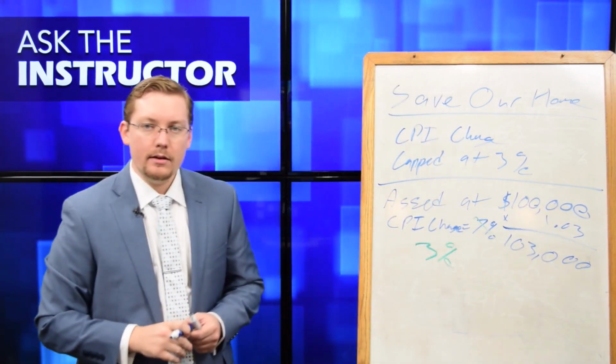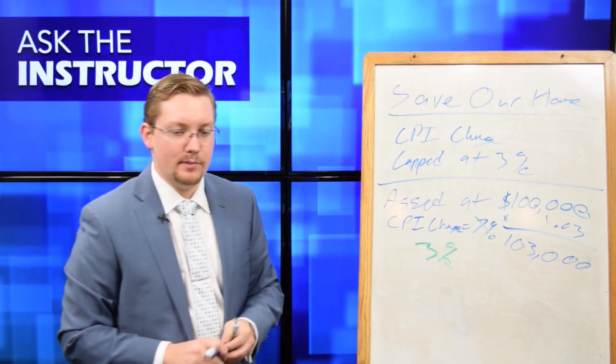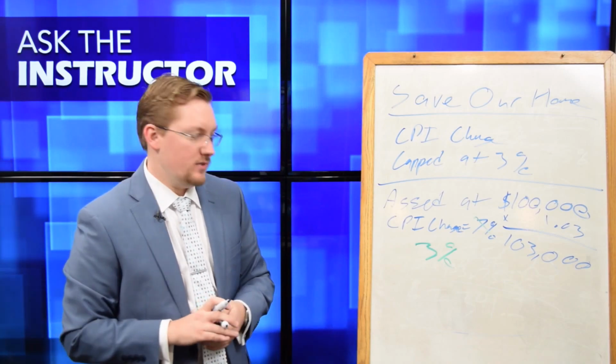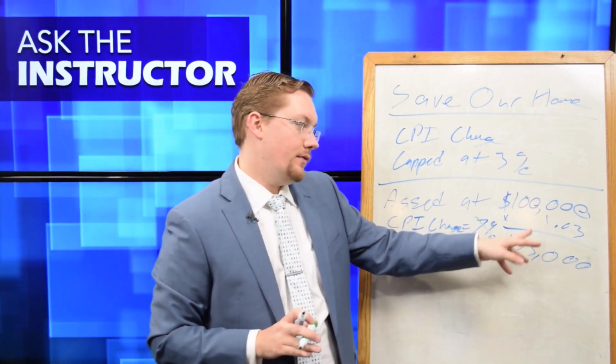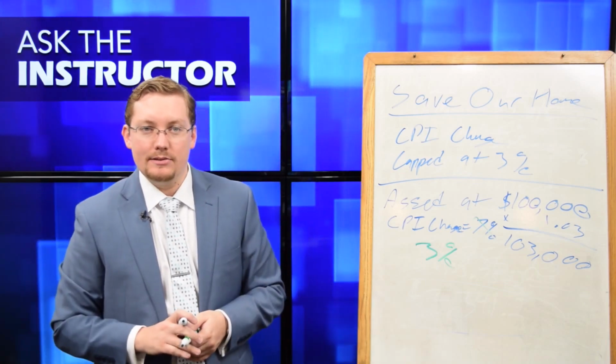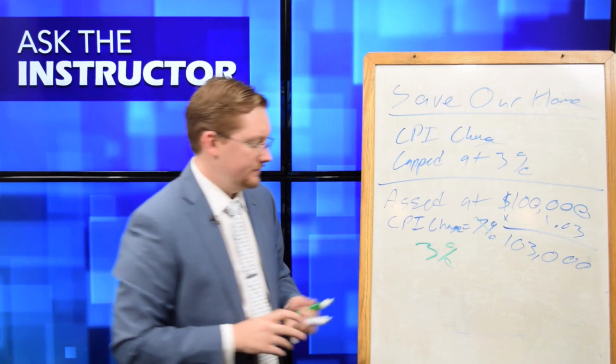$103,000. So even if the consumer price index is skyrocketing like that, going up 7%, it caps out at 3%. The max it could go up over the year is just 3%. So you could go from 100,000 up to 103,000. But that's it, not a penny more. Caps out absolutely at 3%.